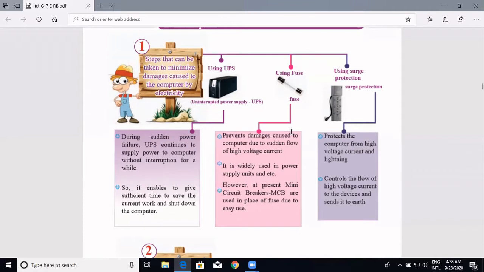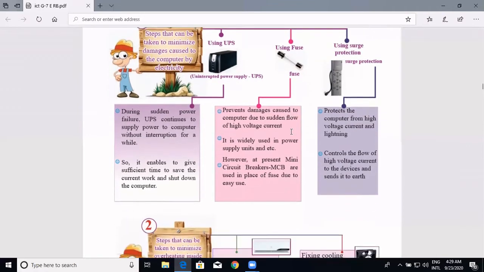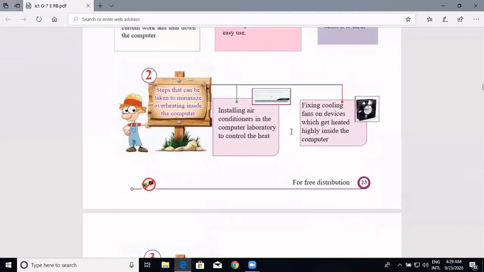Next thing is again using surge protection, right? It is also helping you to protect your computer from high voltage current and especially lightning as well. What it does is basically, if the devices are getting a flow of high voltage current, it will send it back to the earth, and rather than sending it to the device and burning it, it will be redirecting it to the earth, right?